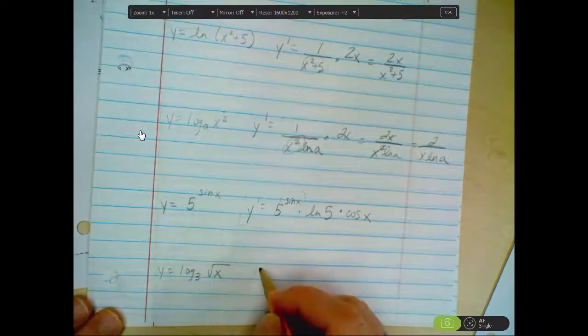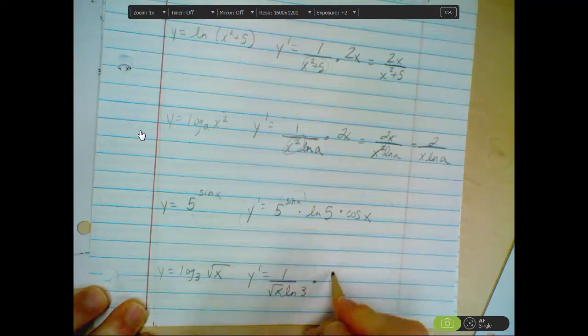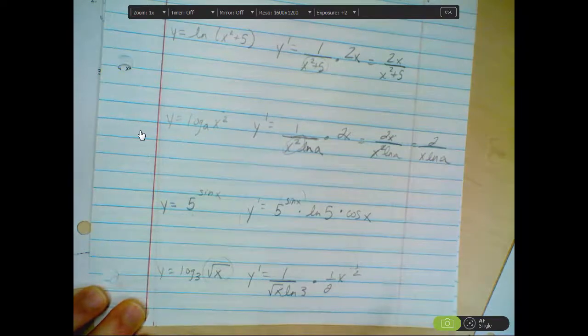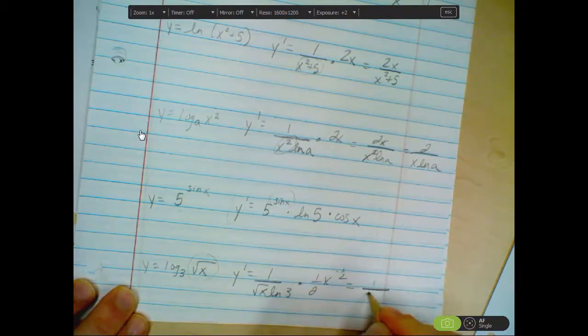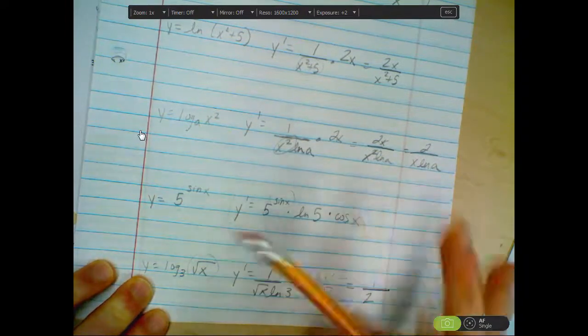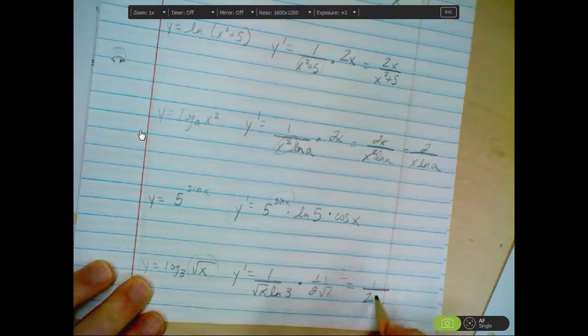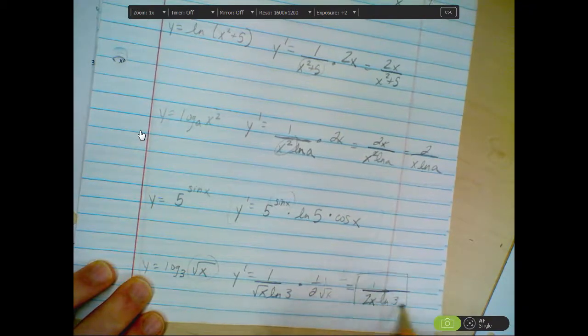And finally, the derivative of a log is 1 over square root of x ln of 3 times 1/2 x to the negative 1/2, because you have to take the derivative of that. If I wanted to simplify that, I would do 1/2 times 1 is 1 over 2. This moves down and becomes root x on the bottom. And now root x times root x is x. ln 3 stays on the bottom. So there's your final answer.